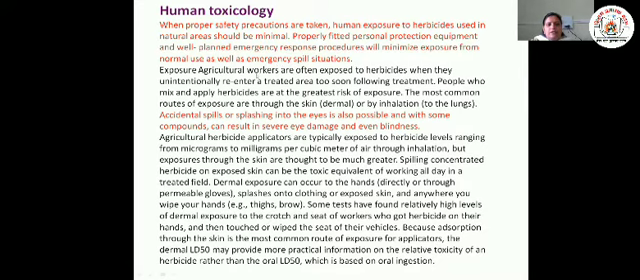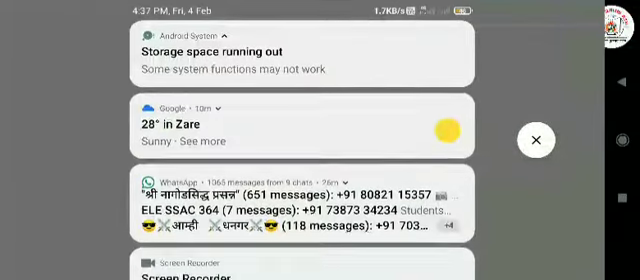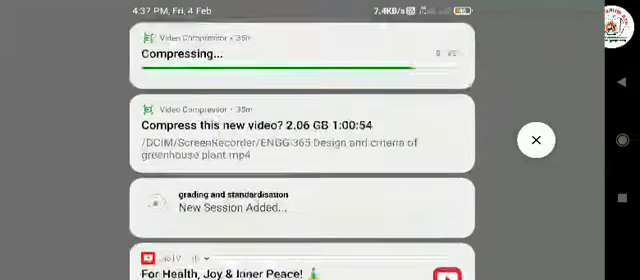Also, agricultural workers are often exposed to herbicides when they unintentionally re-enter a treated area too soon following treatment. People who mix and apply the herbicides are at the greatest risk of exposure. The most common routes of exposure are the skin and inhalation, that is, the lungs. Accidental spills or splashing into the eyes is also possible, and with some compounds can result in severe eye damage and even blindness. Okay, are you getting this? This concept is about human toxicology, how toxic effects affect people when they come in contact with herbicides.